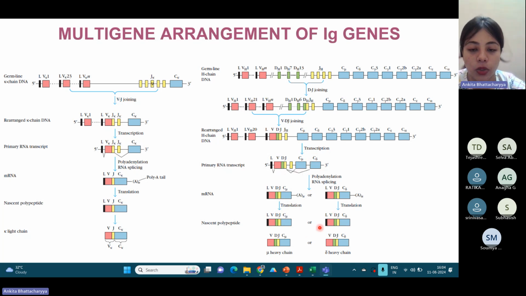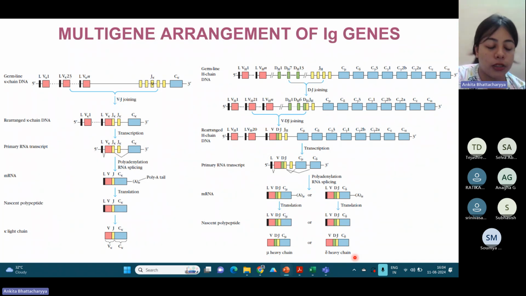In either case, it will undergo translation, and you will have either the mu heavy chain, or the IgM heavy chain, or the delta heavy chain, or the IgD heavy chain. Based on what is produced, the antibody subtypes will vary. Now, these heavy chains will form a dimer with light chains, and then the dimer of dimers, which means that heavy chain light chain and heavy chain light chain will associate with each other and finally form the antibody, which is what we are familiar with.